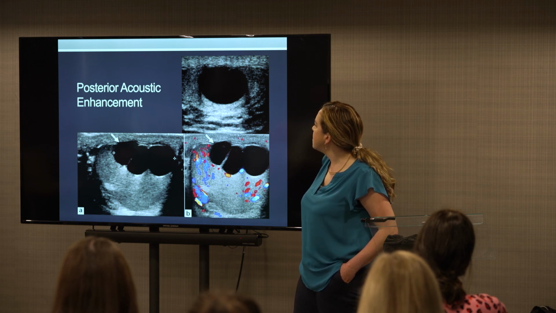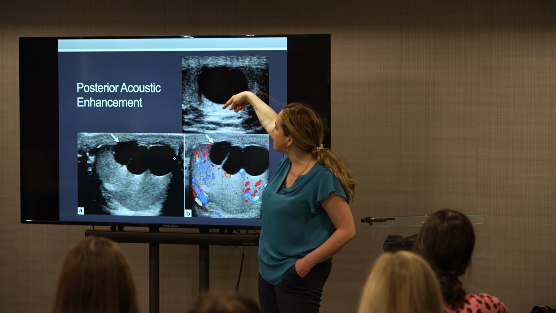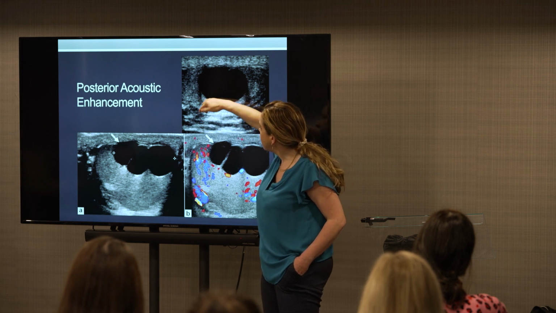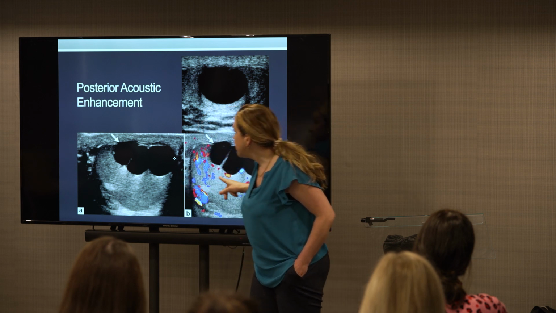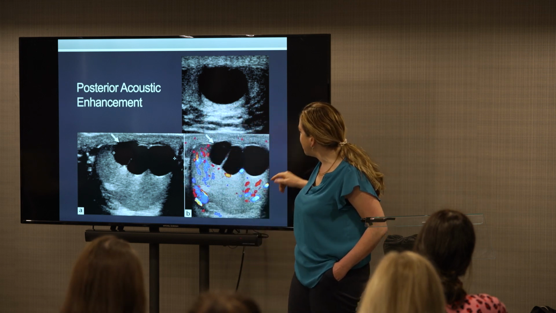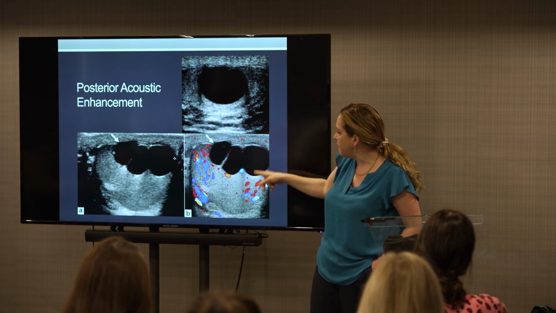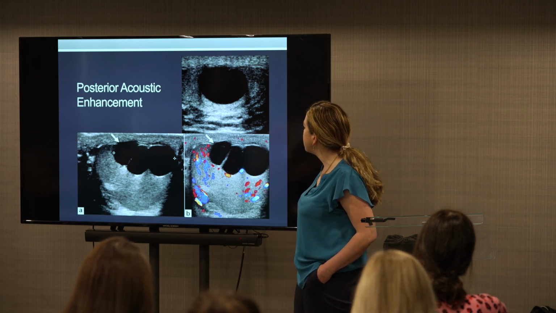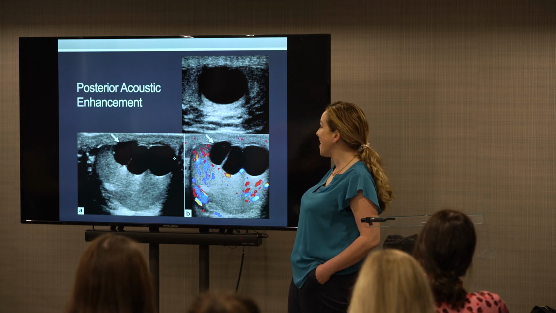So posterior acoustic enhancement, you see that with cysts. The beam's coming down and traveling really freely and easily through the cyst because it's just fluid, nice clear fluid, no particulate matter. So you get this posterior acoustic enhancement. And then the other way to confirm it's definitely cystic, because there are some pitfalls to this, is put your colour Doppler on and you can see none of this should have any vascular flow in it, which it doesn't. So perfectly happy, they are definitely 100% cysts. I think that's a testicle, but it could be the thyroid. They look very similar.